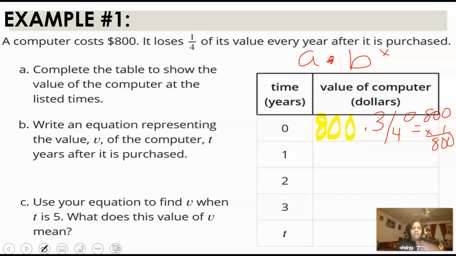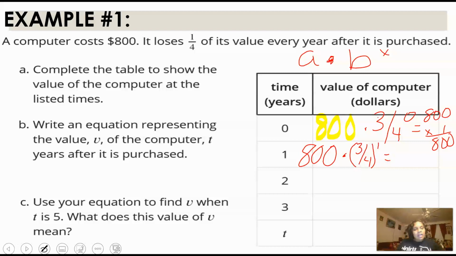Okay? So now let's go to 1 year, because we're finding after it's purchased, how much is it after those years. So after 1 year, we purchase it. The initial value is 800. We're going to multiply it once again by what's left over, not by 1/4. It depreciates 1/4. What is left over, which is 3/4, and the exponent is 1. And you can put a parenthesis around that so you're not confused. So 3/4 one time is 3/4.